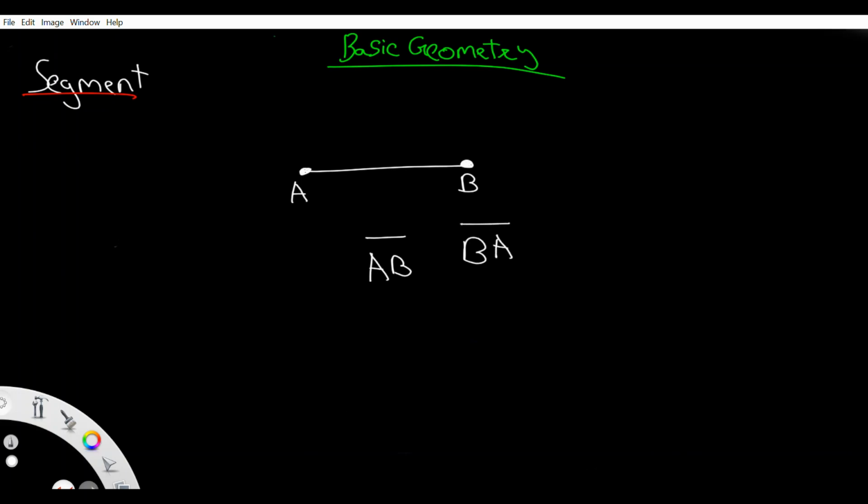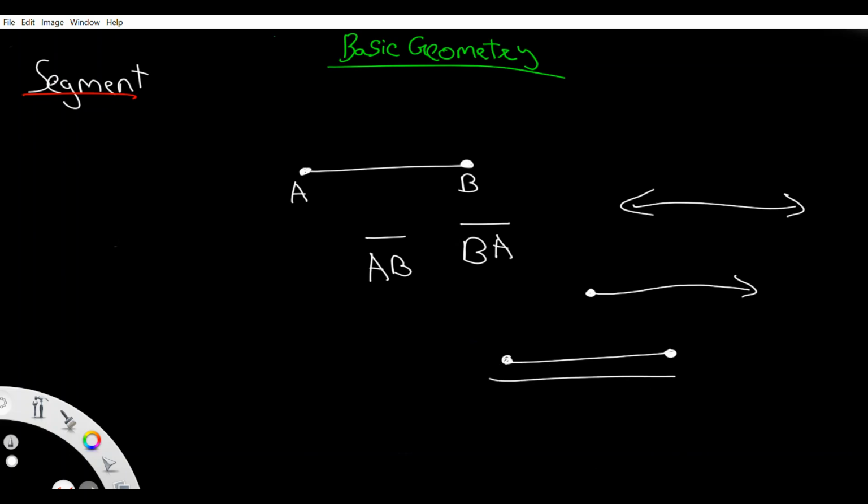Now let's look at the three things we learned so far. A line has two arrows in it to indicate that it goes on forever in both directions. A ray has a starting point and it goes on forever in the other direction. A segment has a starting point and an ending point. So a segment is just this. It does not go forever. A ray goes forever in one direction. A line goes forever in both directions.